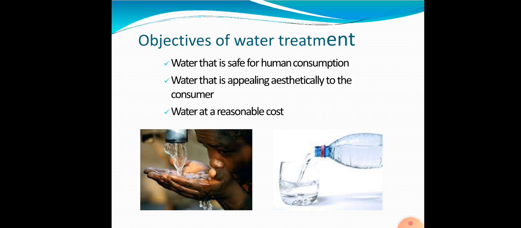If water is hard, what happens? It will not form lather with soap. So if water is hard, again it cannot be used for domestic purposes. So hardness has to be removed. Again, for this purpose we have to treat the water. Also in order to make water suitable for a wide variety of industrial purposes, we have to treat the water. Only when it is treated can we say that water is safe for human consumption. Water also has to be aesthetically appealing, so that the consumer can use it.